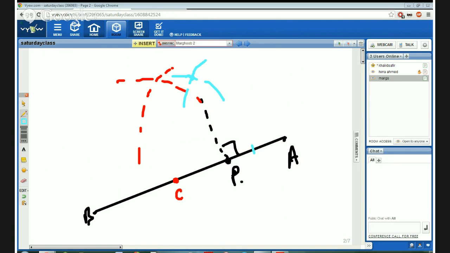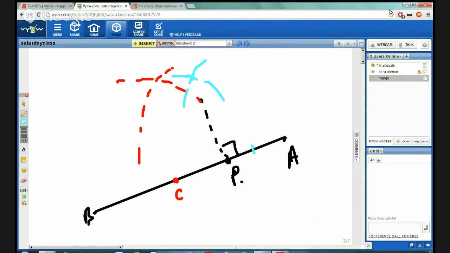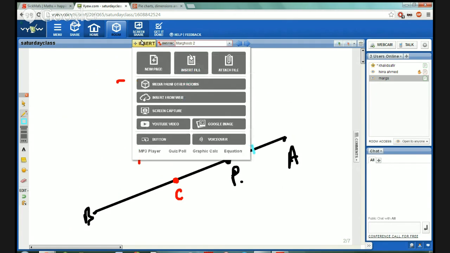Loci. So another name for this topic is loci. It's related to constructions, Margub. So I'm just going to put that up.